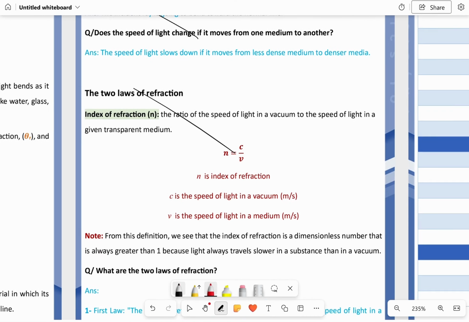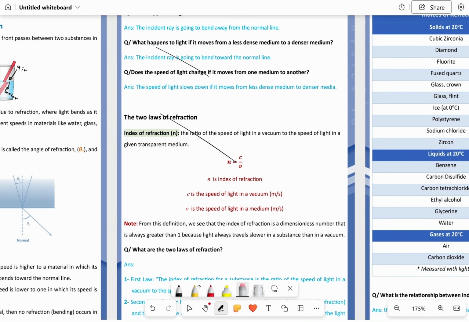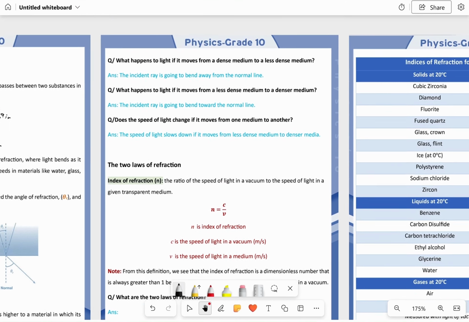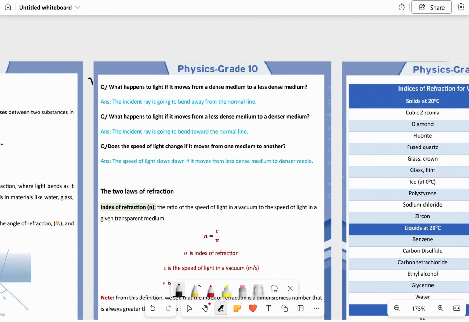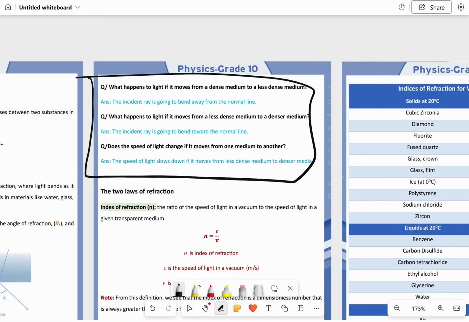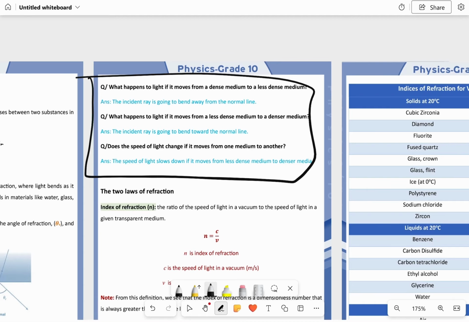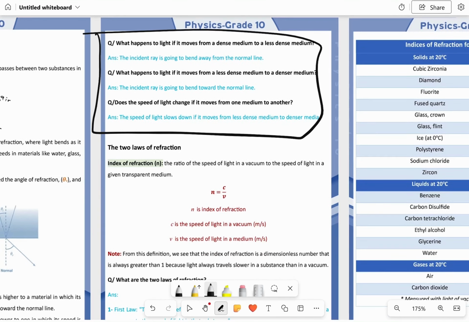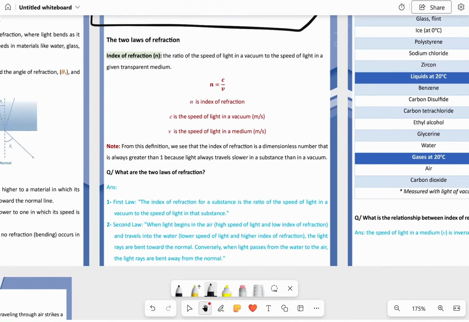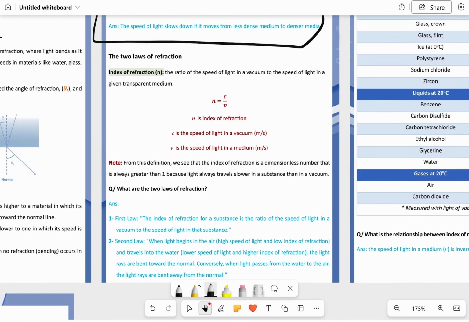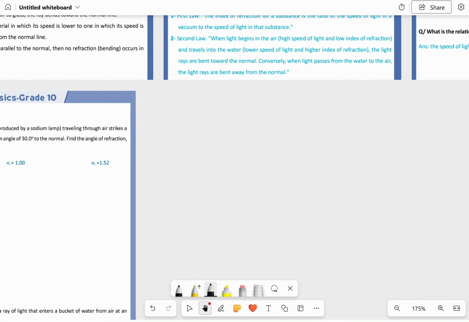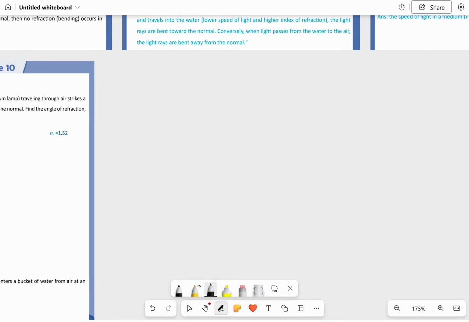Now, every substance has its own index of refraction, okay? If you want to take a look at these questions, here are these questions. It's basically the same questions as the topic that I explained before about how light bends when it goes from one medium into another. Now we have something called index of refraction. What is index of refraction? Index of refraction is denoted by n. It is equal to c divided by v.